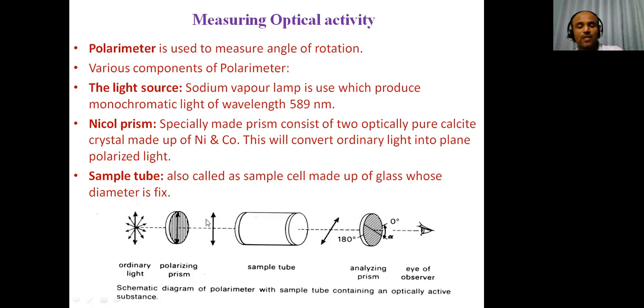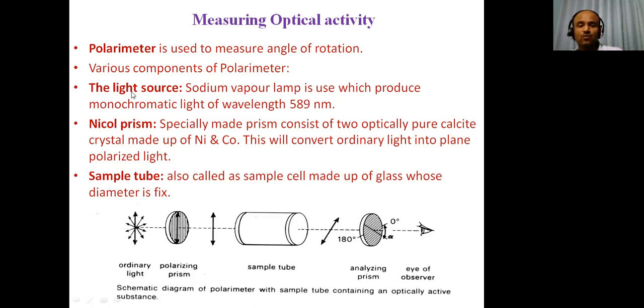So when such plane polarized light is allowed to pass through a sample tube containing a sample, if it rotates the plane polarized light either in clockwise direction or in anti-clockwise direction, then that substance is called an optically active substance because it has rotated the plane polarized light. Okay, so this is the simple idea behind this property called optical activity. Now we discuss this instrumentation.